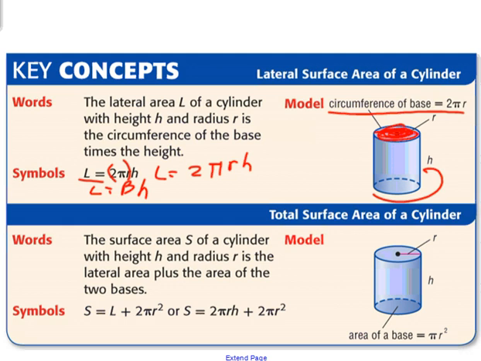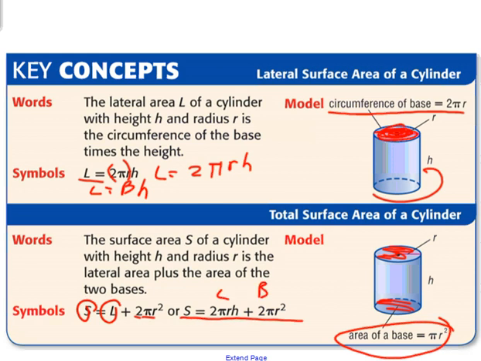Now, looking here, the total surface area is still the lateral surface area, but now we have to add the area of the bases. The area of the bases, there's 2 of them, so I'm going to take it times 2. And of course, it's going to be pi r squared because the area of a circle is pi r squared. All right. So the total equation is the lateral surface area plus the area of the base times 2.